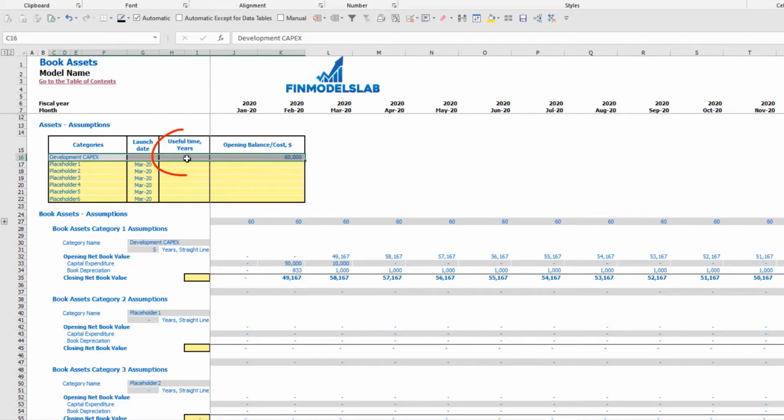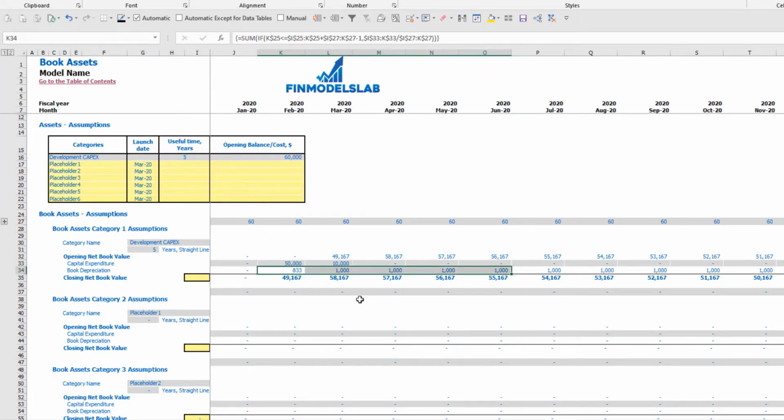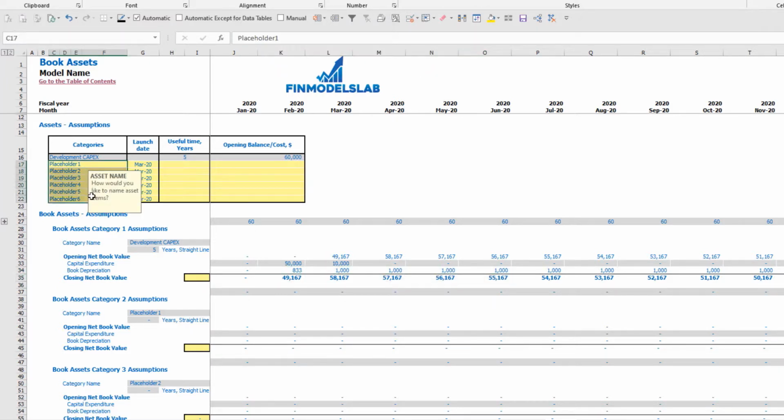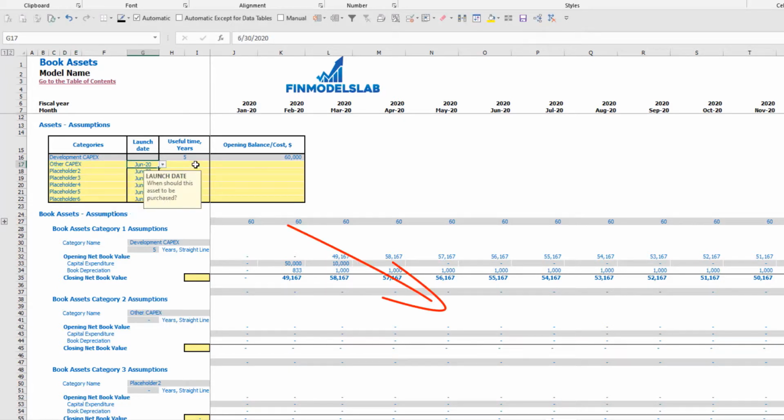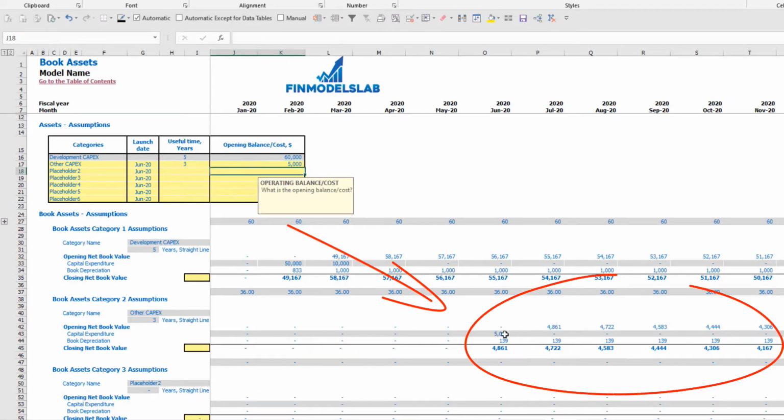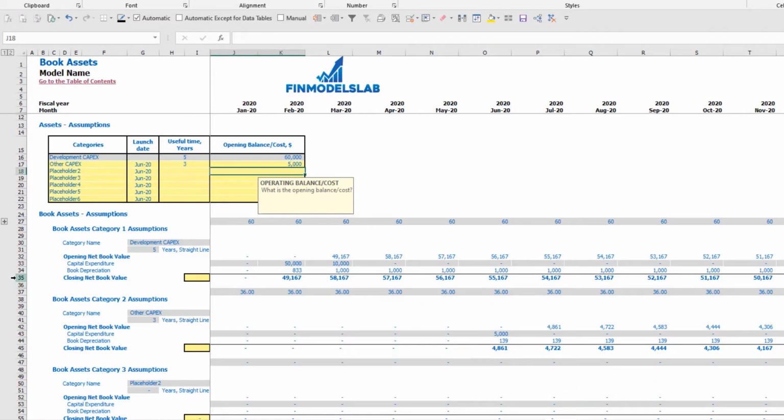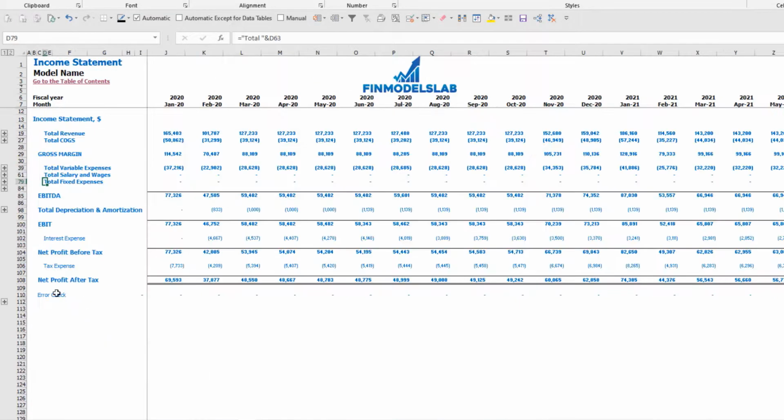By default, the useful time for development CAPEX is 5 years, so you may see the calculation of depreciation and closing net book value. You are also able to input up to 6 other assets, for example, other CAPEX with a launch date, for example, June, with 3 years of useful time, with $5,000 cost. You may see the calculation here. So in this tab you have the calculation of capital expenditure, book depreciation, and closing net book value. The total amounts you may see in the income statement tab in the depreciation section.